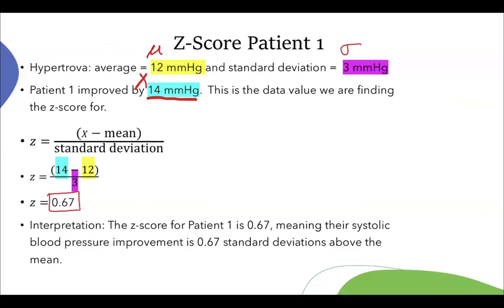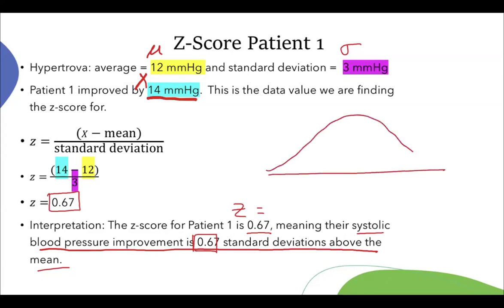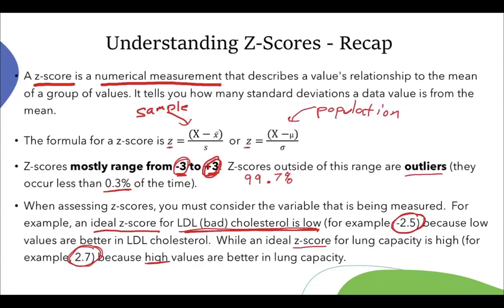Okay, so that's where the 0.67 comes from, and let's interpret this. The z-score for patient 1 is 0.67. It means their systolic blood pressure improvement is 0.67 standard deviations above the mean. So when z equals 0.67, the improvement is 0.67 standard deviations above the mean. So let's visualize what that could look like. The mean, 1 standard deviation above is over here, and this patient falls maybe right around there. So this is patient number 1.